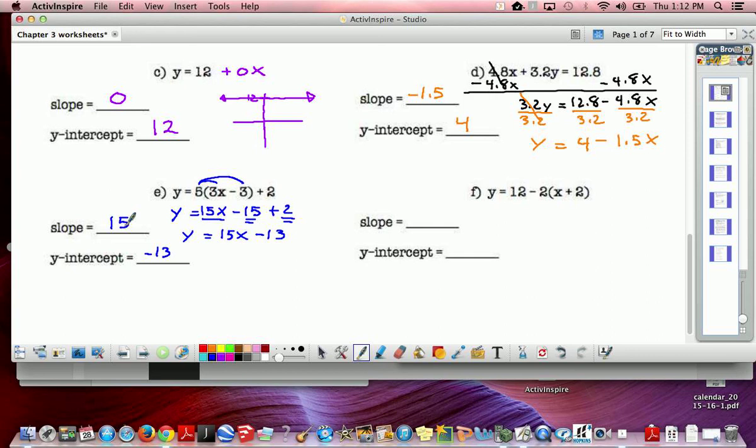Same process on the last one here on this page. Just be careful when you distribute, because the negative has to go along with it. So when I distribute, I'll still have this 12 here. Negative 2 times x is minus 2x. Negative 2 times 2 is negative 4. Many times students will just write positive 4 there. So my apologies, I still have this y equals. So y equals, now I can combine like terms. Well, 12 minus 4 is 8. Then I have minus 2x. So my y-intercept is 8. My slope is minus 2.